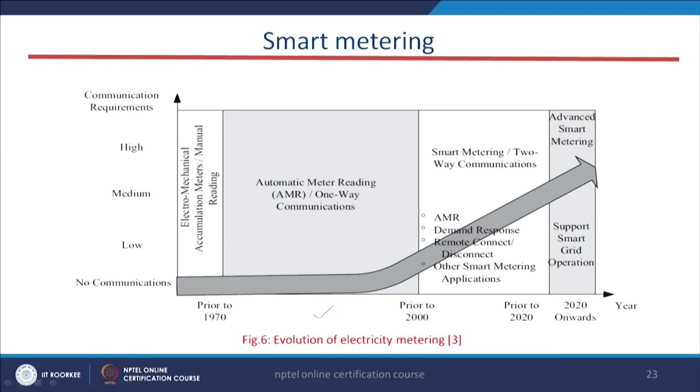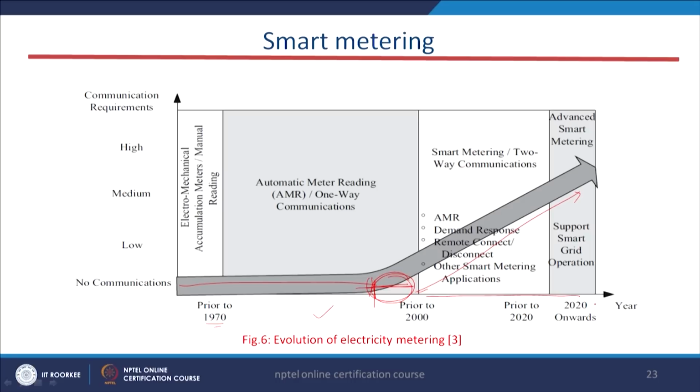So, this smart metering, if you see this particular evolution of the electricity metering graph, prior to the 1970s the smart metering concept was zero, no communication. First of all, no communication up to almost around 1995. So, this period is basically when we started the smart metering technology. After 2000, the smart metering concept has increased. That means in the last 2 decades we have had this smart grid concept.